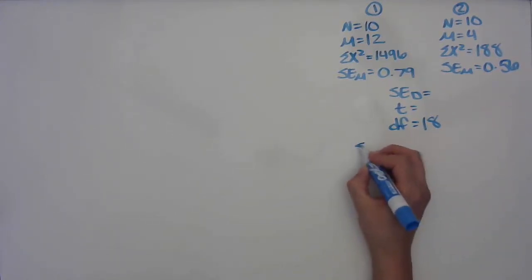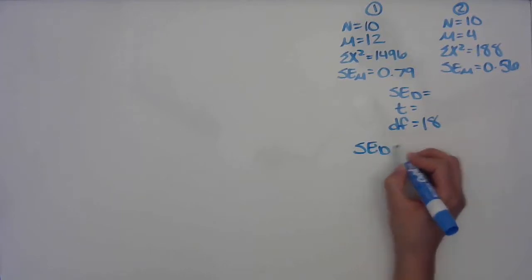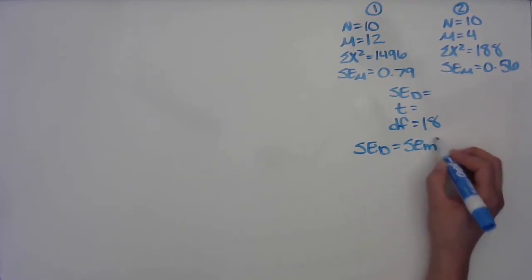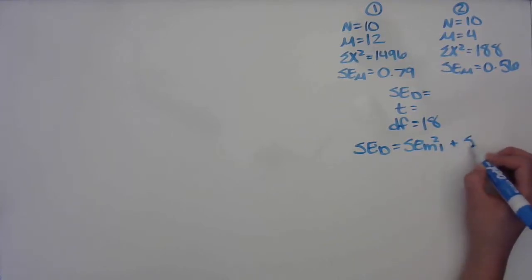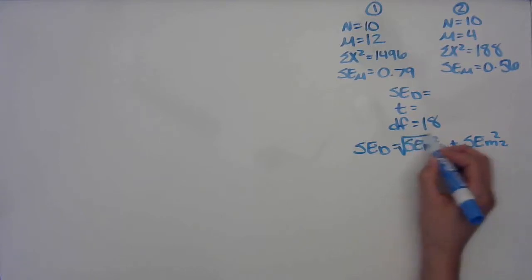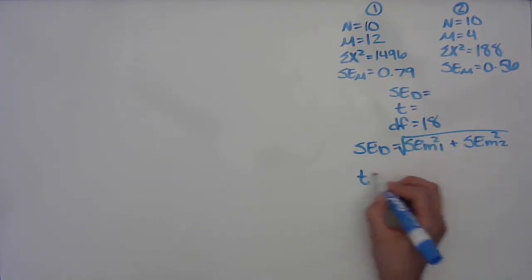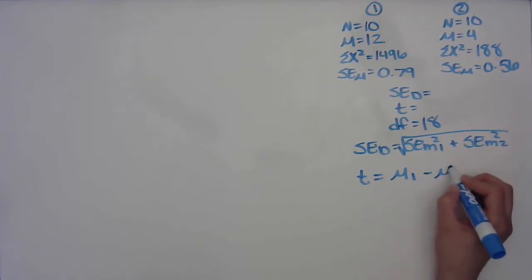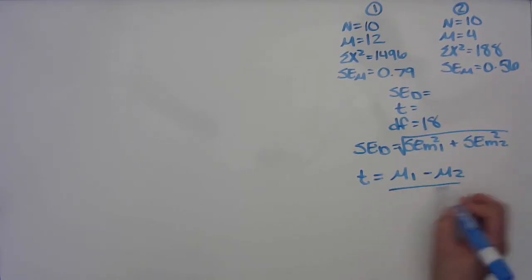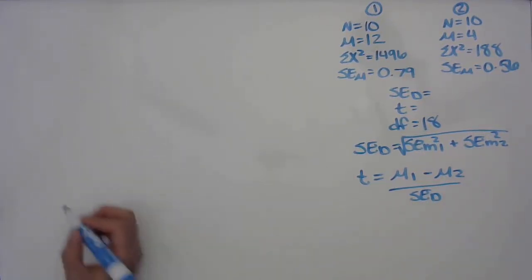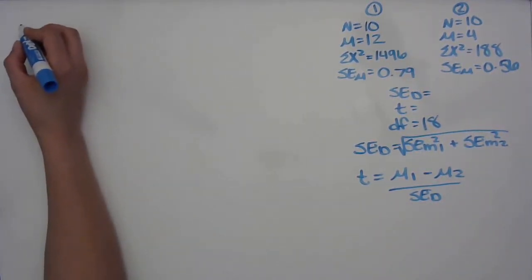So the formula for standard error of the difference is our standard error of the mean for group 1 squared plus the standard error of the mean for group 2 squared, and all of that is square root. And then our t-value is going to be the mean for group 1 minus the mean for group 2 over the standard error of the difference.